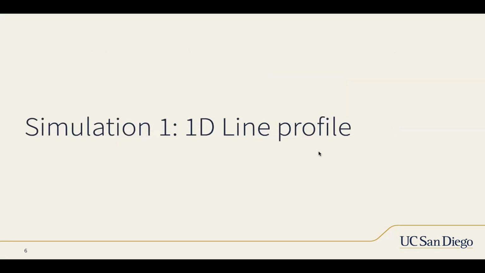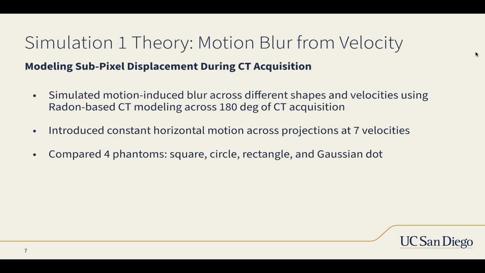Okay, so I will go over our first simulation, which is the 1D line profile. This simulation is us using MATLAB to simulate taking a CT scan while your calcium is in motion. We do this with Radon-based CT modeling across 180 degrees of CT acquisition, and here we use 0.5 degrees of angular step size. So there's a total of 360 projections taken.